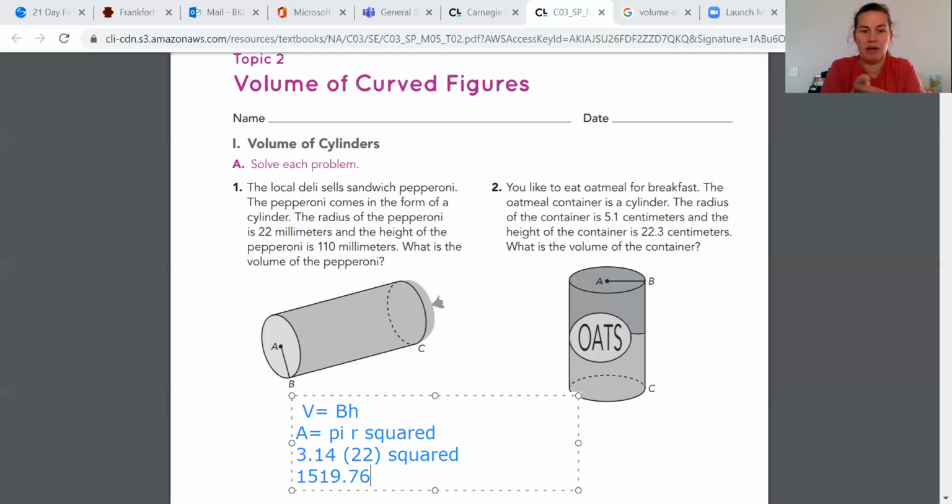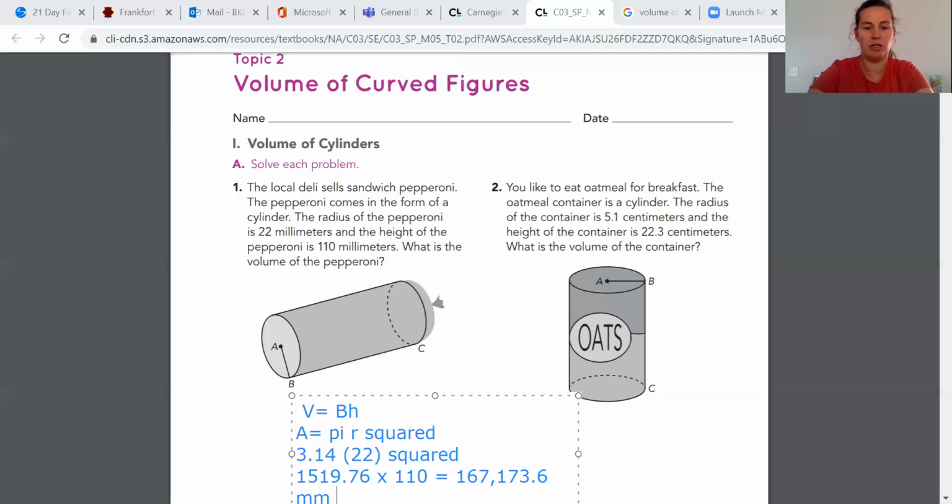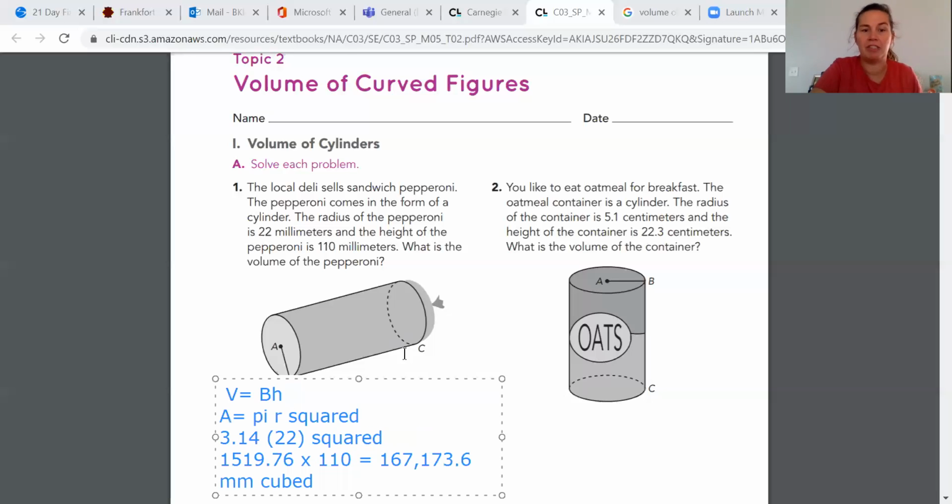Now they've given us the area of the base, and I need to multiply it by the height, because it's like I'm taking the base and stacking it. So I multiply that by the height, which they tell me is 110. That gives me 167,173.6, and that's going to be millimeters cubed, or to the third power, because anytime we have three dimensions, it's going to be cubed.